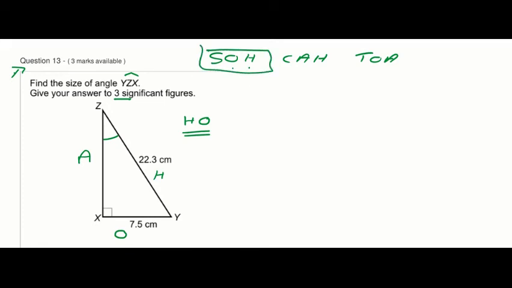So the ratio I'm going to use is the one with hypotenuse and opposite in it, so it's the sine ratio. So I know that the sine of the angle YZX is equal to the opposite over the hypotenuse. The opposite is 7.5 over the hypotenuse, which is 22.3. Put that into my calculator, and it comes out to 0.336. So I know that the sine of the angle YZX is 0.336.